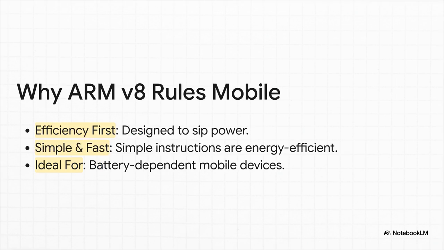And then there's ARM. With its simple instructions and streamlined design, it is the undisputed champion of efficiency. Each one of those little operations just sips power instead of chugging it down. And when your device is running on a battery, every little drop of energy you save means more time for you to actually use it. This is exactly why ARM is the heart and soul of the entire mobile world.